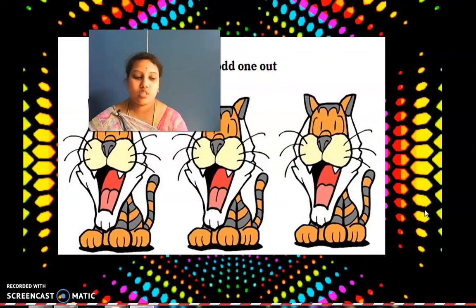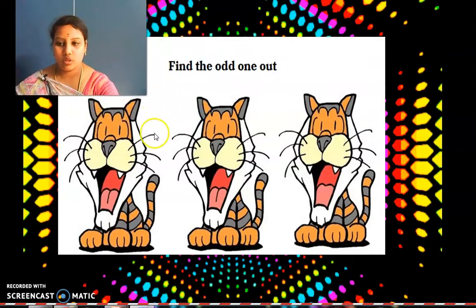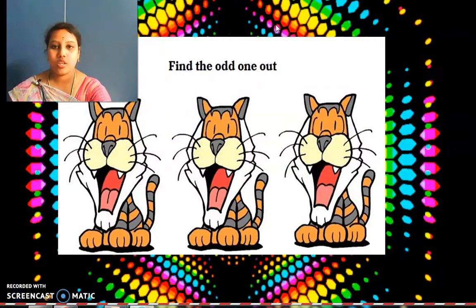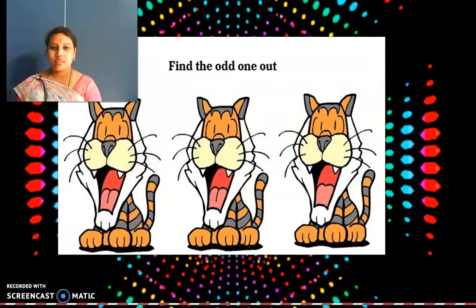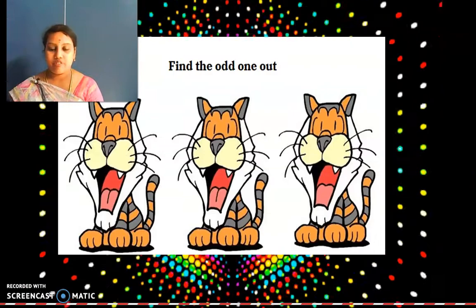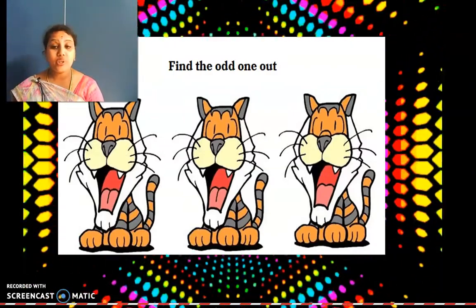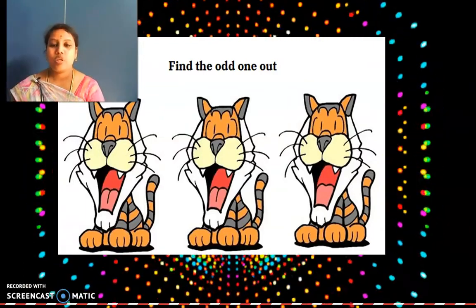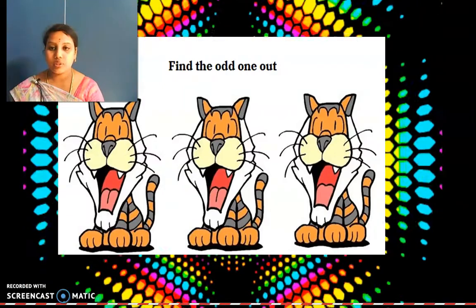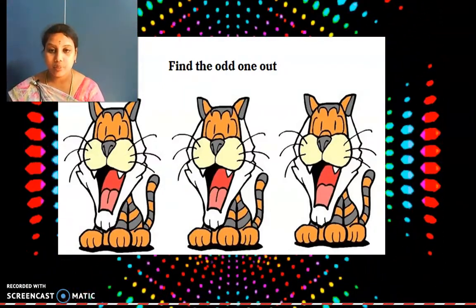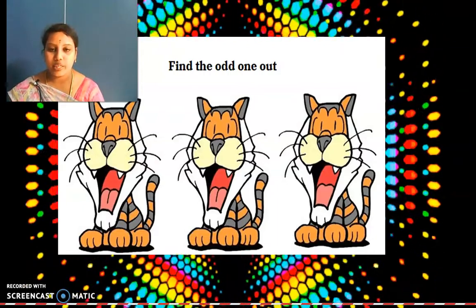Kids? So now here, one more: find the odd one out. Okay, so what is it? Here you have, I have shared a picture on the screen. So you are watching it. So what you have to do here? You are going to find the odd one out. You have to observe the picture carefully. Okay? Observe the image properly, kids.